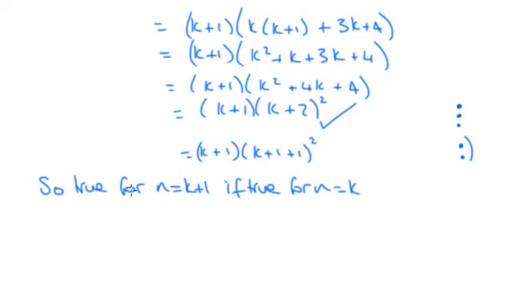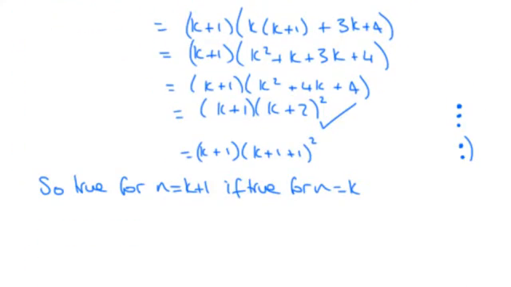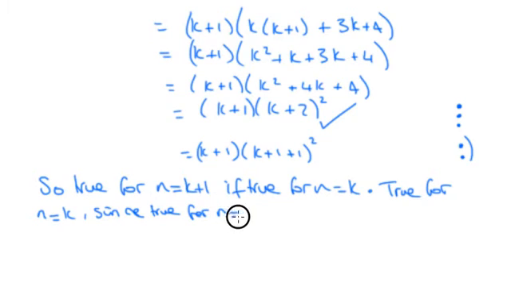So, just to finish off and get your 5th mark in this exam situation, we have to write a nice little conclusion. We've already started it. We've written, so true for n equals k plus 1 if true for n equals k. It is true for n equals k since it's true for n equals 1. And that shows that it's true for all n greater than or equal to 1.